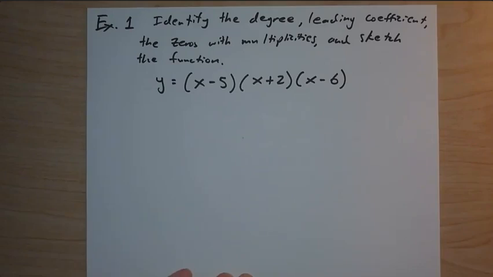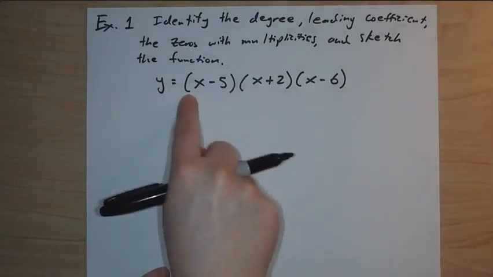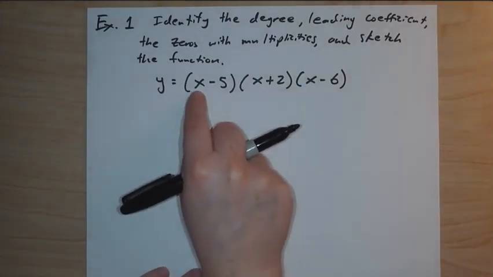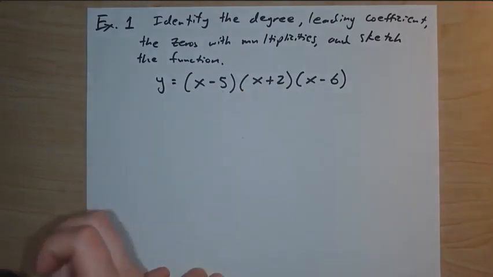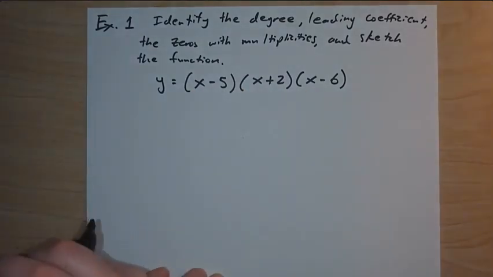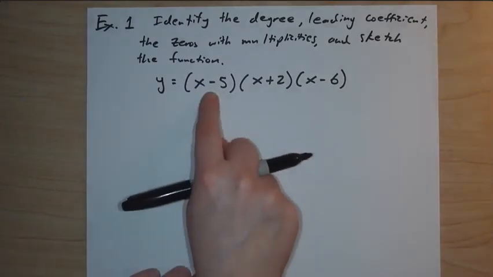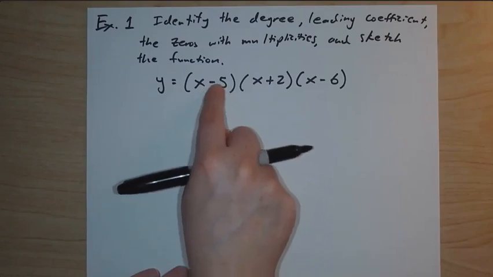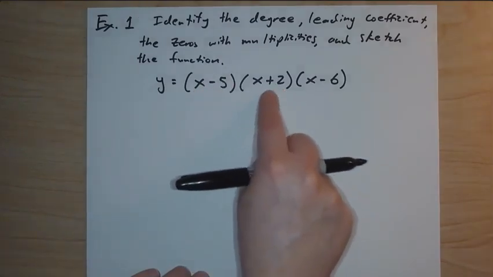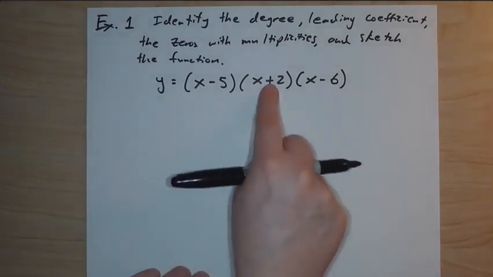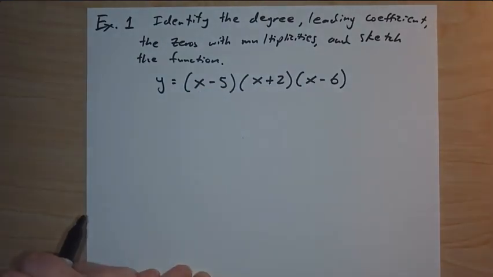So the first thing we're going to do is identify the degree. The degree of a function is essentially the largest exponent of your x. If we multiplied this all out, our first term would be x times x times x, so we would have x to the third. So our biggest exponent for x would be 3. Or you could just count the zeros. We have 3 zeros: 1 at 5, 1 at negative 2, and 1 at positive 6. We have 3 zeros, so we know the degree is going to be 3 as well.